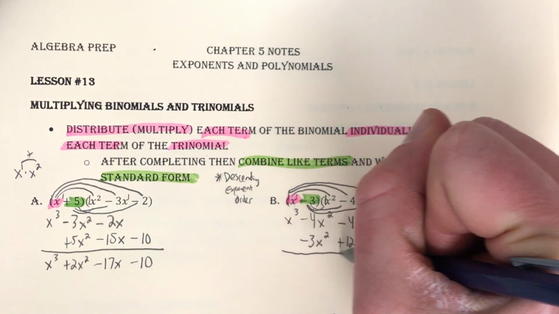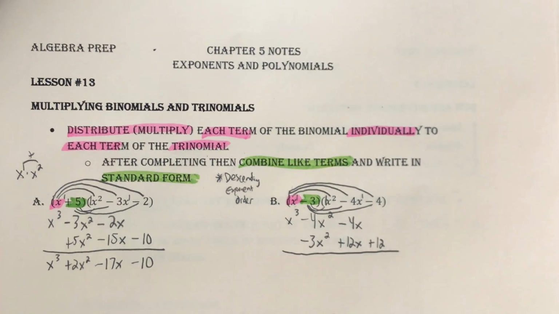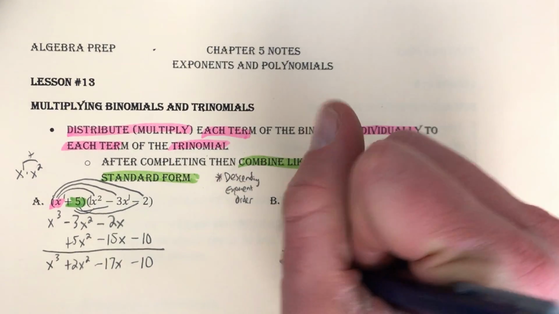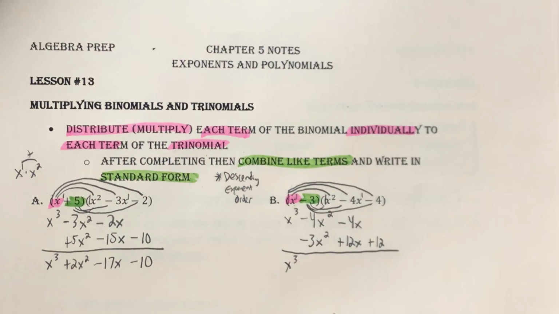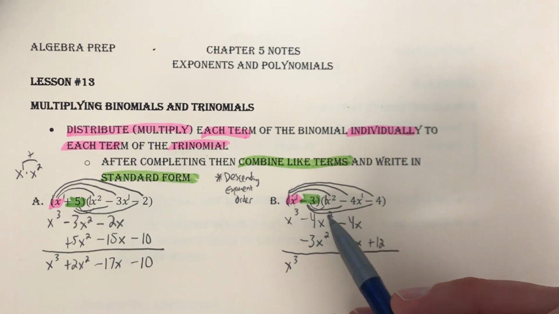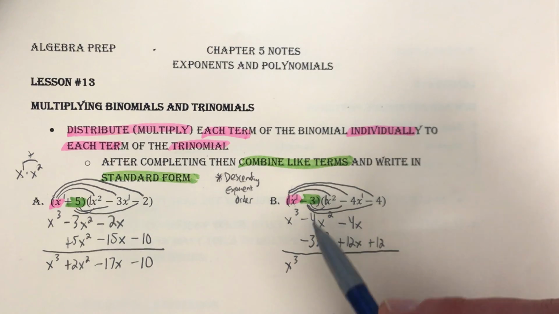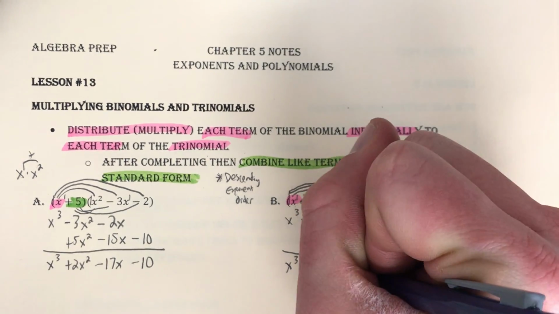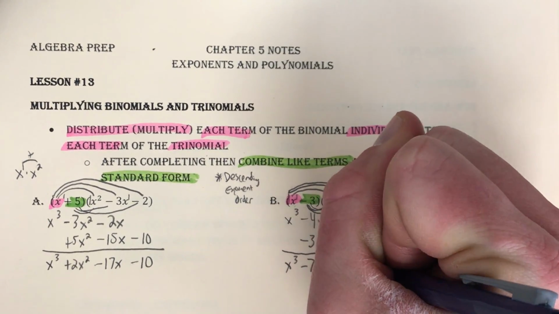So now we can combine our like terms by going down the columns. So x to the third, nothing to combine with, so bring it down. Negative 4x squared and negative 3x squared. Well, negative 4 minus 3 is negative 7, and they are x squared type of terms.